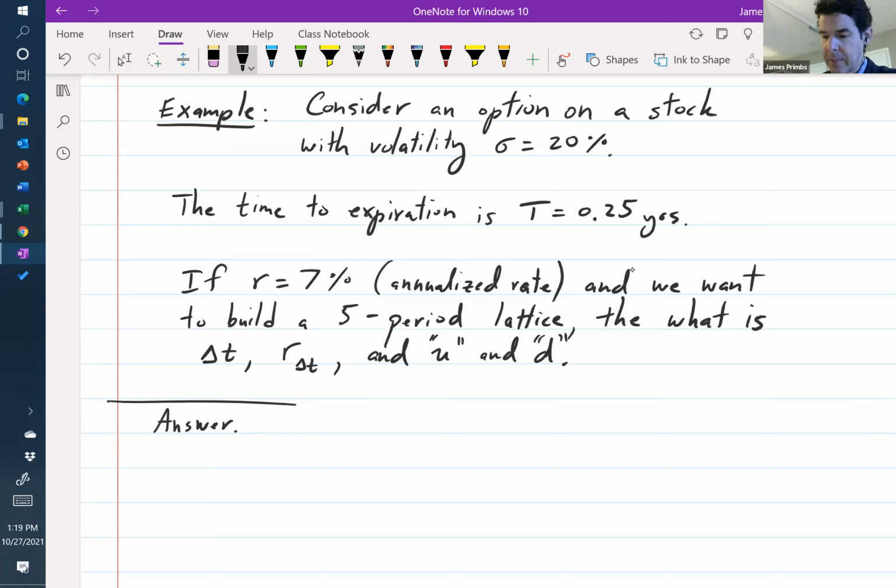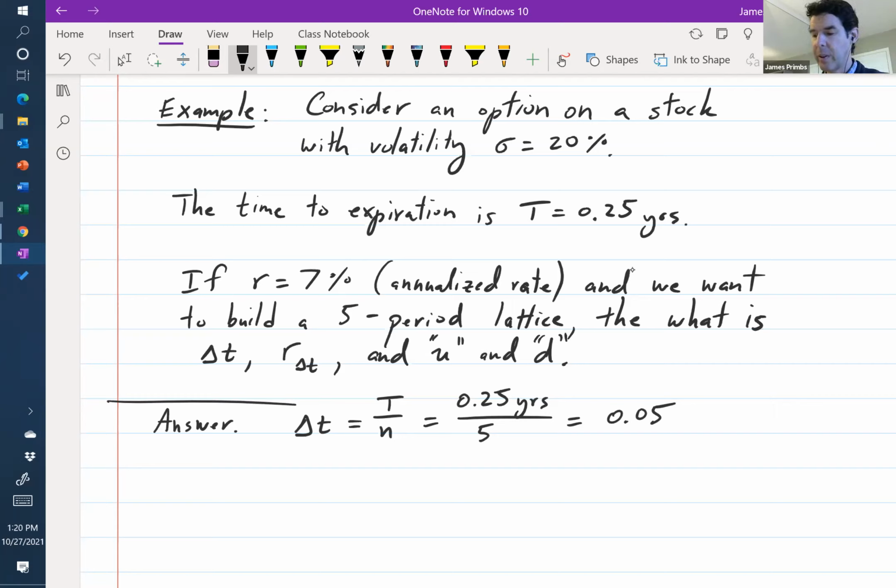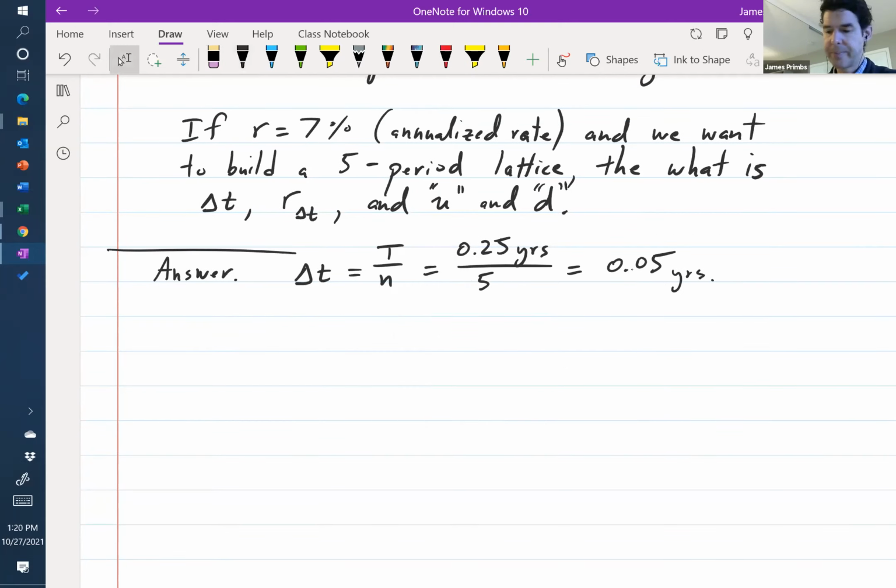Okay, so answer, let's start with delta T. Delta T is our time step per period. Our per period time step. So delta T is equal to T over N. N is the number of steps we want. T here is 0.25 years, but we're going to break that into 5 time periods, right? So we're going to get 0.05. That is, every time step in the lattice corresponds to 0.05 years, okay? So there's the first one.